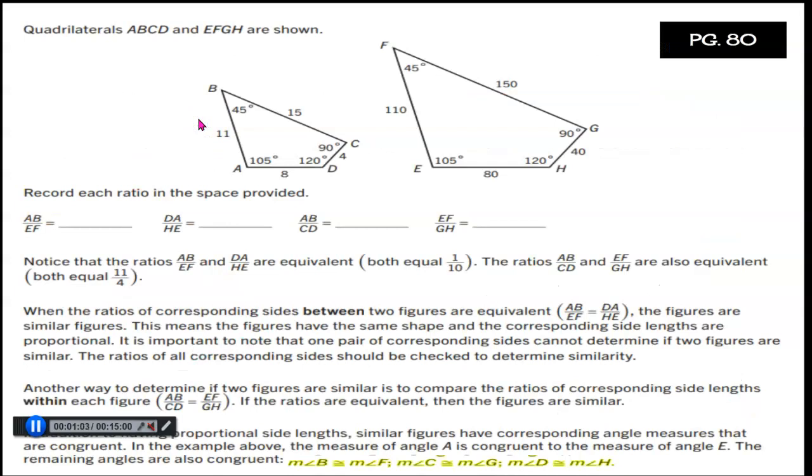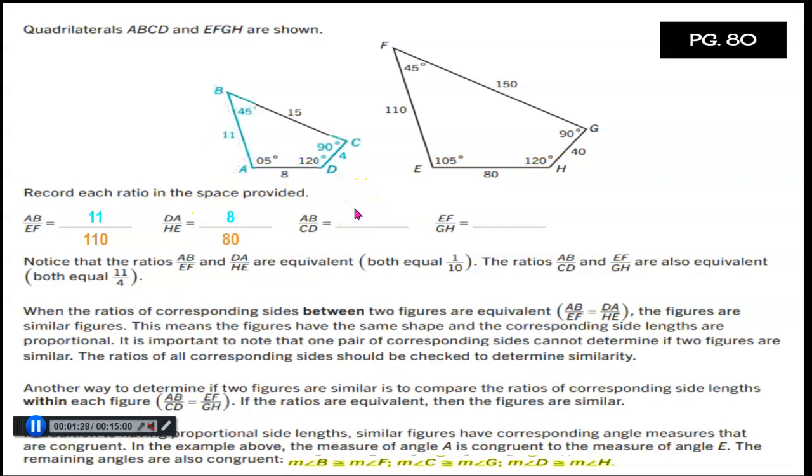Let's start with page 80. Let's compare the smaller quadrilateral ABCD to the larger quadrilateral EFGH. Let's record each ratio in the space provided. AB to EF is going to be 11 to 110. DA to HE is going to be 8 to 80.